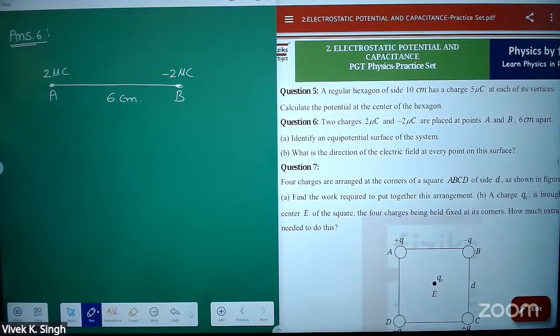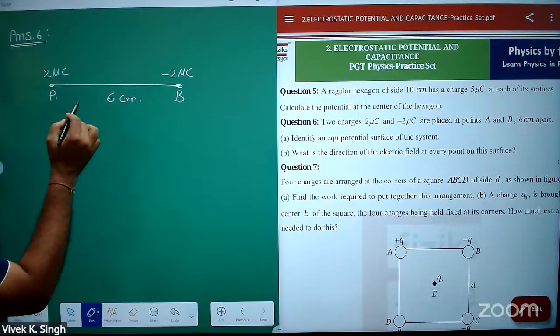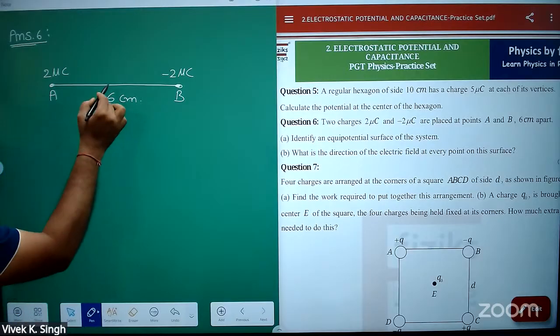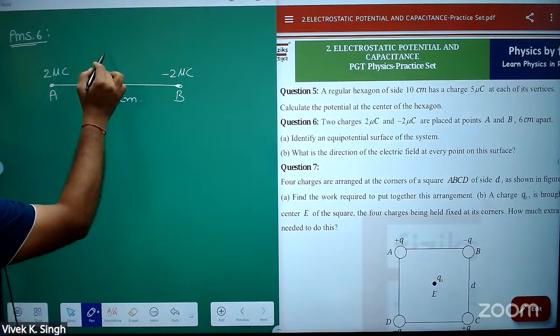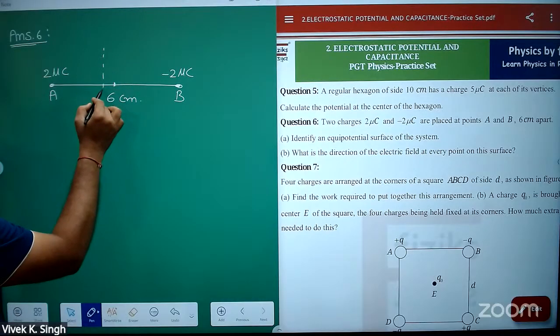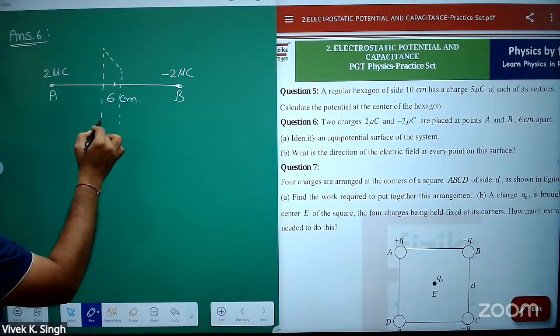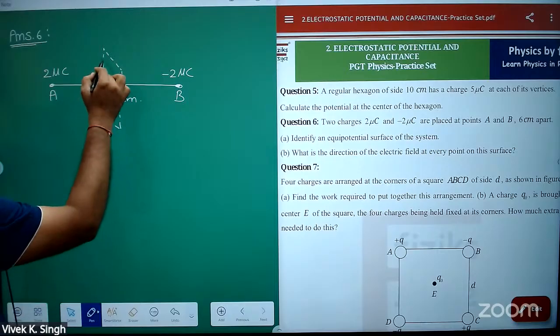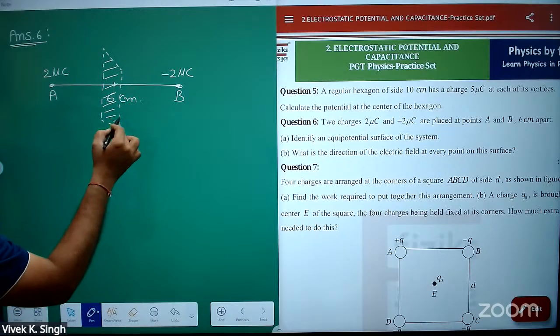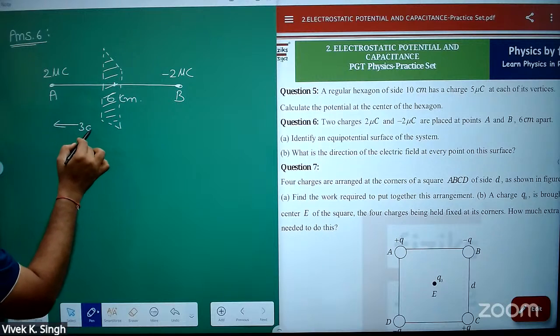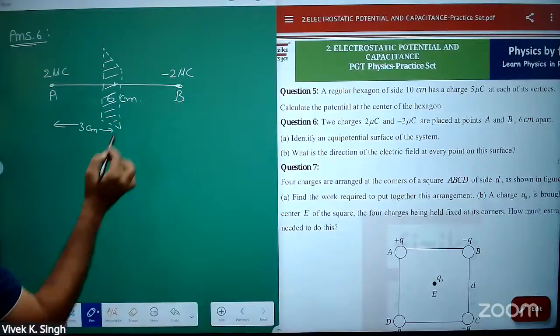Identify the equipotential surface where the potential will be same. Now you should draw, let's say this is the midpoint, a plane. Let's draw a plane just perpendicular to AB. This plane at midpoint will be at 3 centimeters. So draw a plane perpendicular to the line AB.